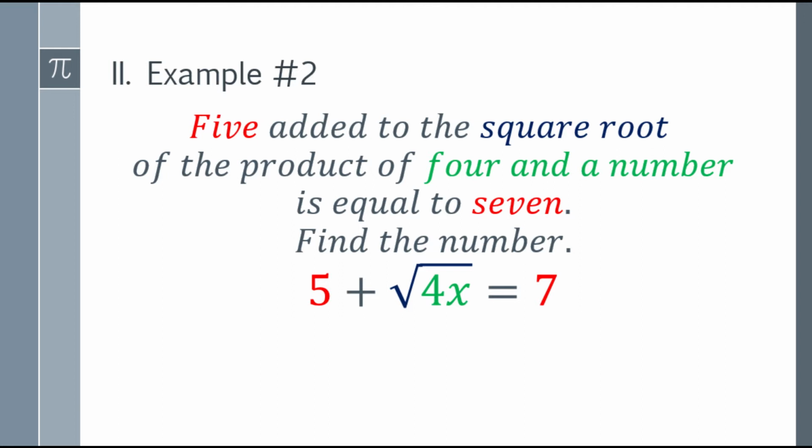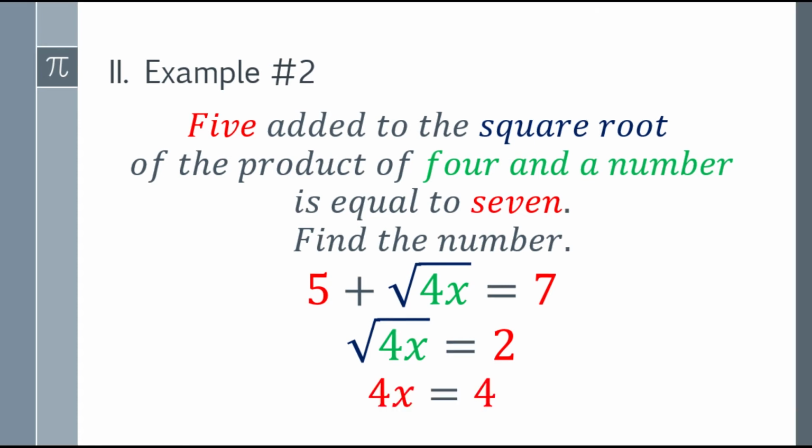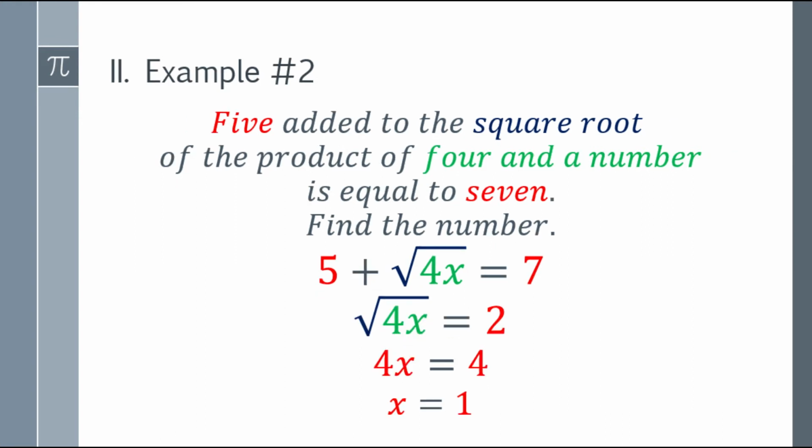So, simplify natin yan. Yung 5, subtract natin sa kabila, that will be the square root of 4x is equal to 2. Square both sides, that will be 4x is equal to 4. And divide both sides by 4, and we have x is equal to 1. Easy, right?